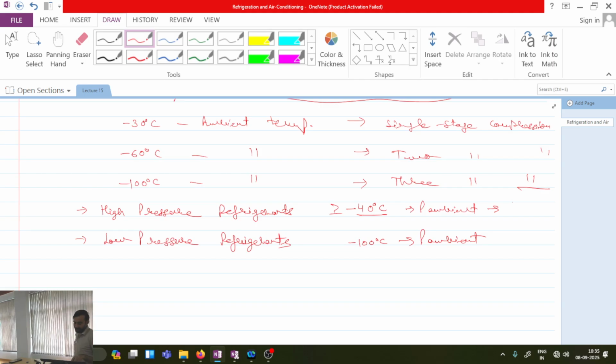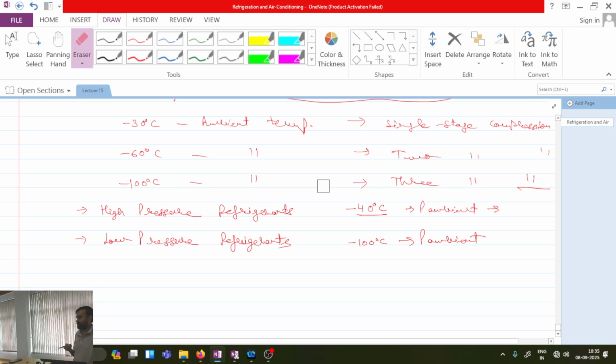On the other hand, if I have a refrigerant whose boiling temperature is minus 100 degrees Celsius, now what do I need to do? If I need to operate it at low temperature, because my aim is to go below. Okay, I think I explained that wrong.